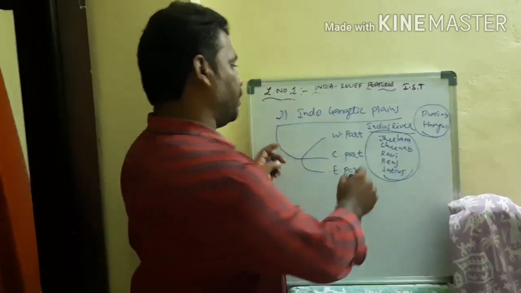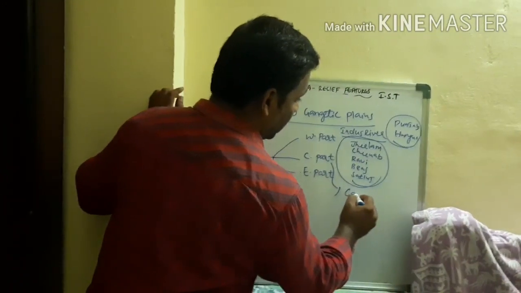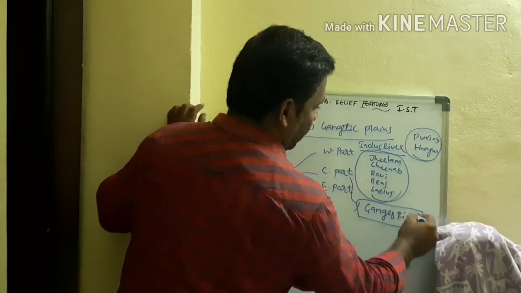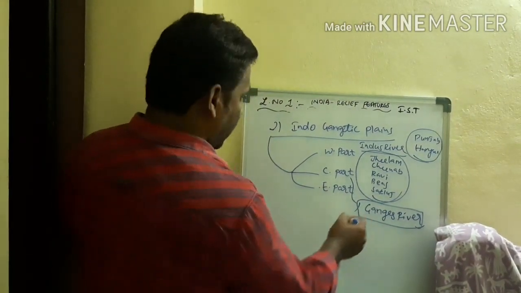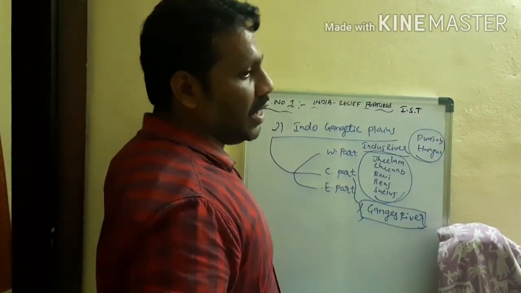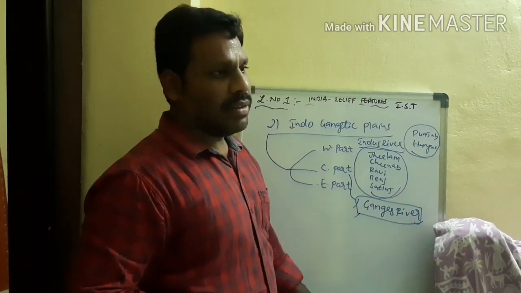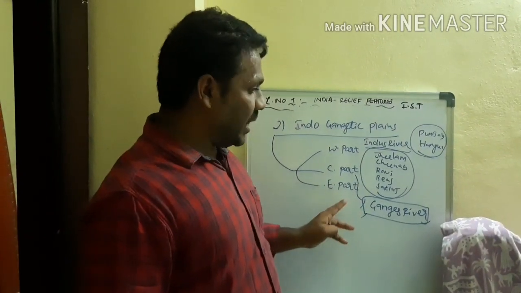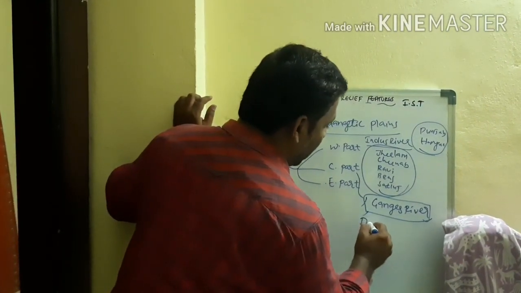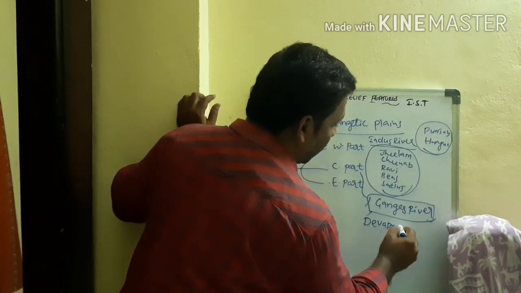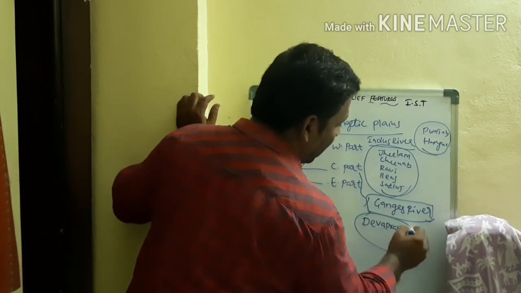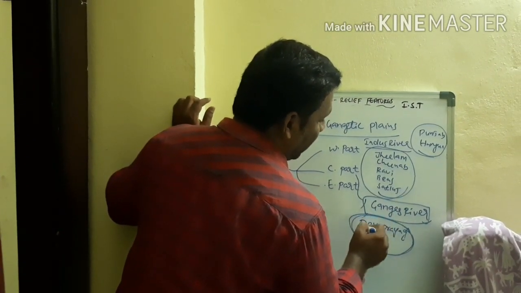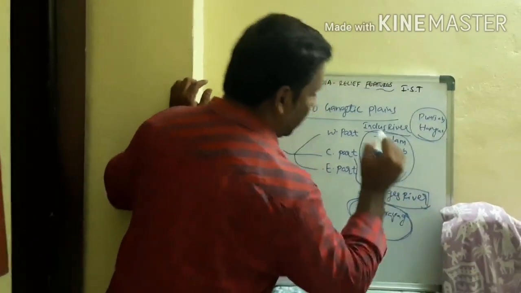Coming to the central part. What is the central part? Ganges River, the Ganga River. The Ganga river is formed by two glaciers, the Satopanth glacier and the Gangotri glacier. These two form the Ganga river at Devaprayaga. Till that point we cannot call it the Ganga river. The two glaciers flow and meet at Devaprayaga, forming the Ganga river.